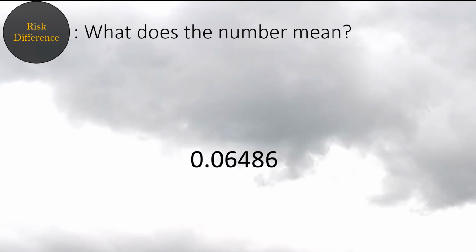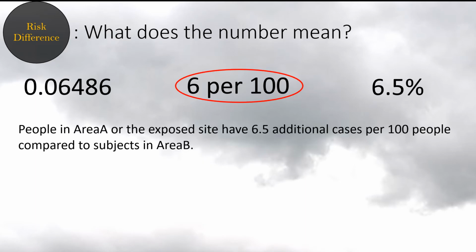So we're essentially cancelling out the risk in the non-exposed to go and get the true risk of the exposure. So we can count this as people in Area A, or the exposed site, have 6.5 additional cases per 100 people compared with people in Area B, the non-exposed.